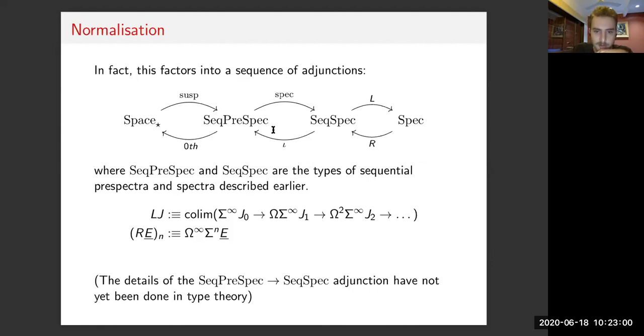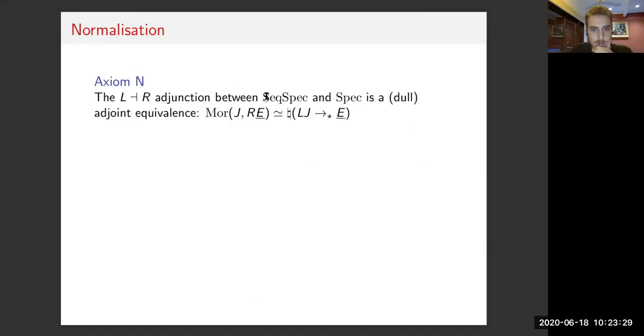The details of this have not actually been done in type theory, but I'm just going to pretend that they have for the purposes of this talk. And then finally, if you have a sequential spectrum, you can turn it into a synthetic spectrum in our sense. There's an adjoint here, which is defined like this. I won't really talk about it, but we can now state what this normalization axiom will be, which is that this adjunction between sequential spectra and our synthetic spectra is an adjoint equivalence.